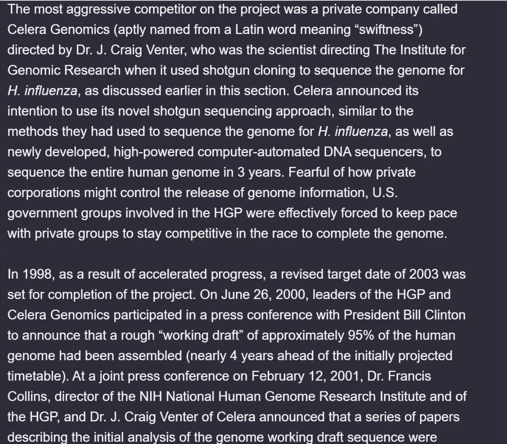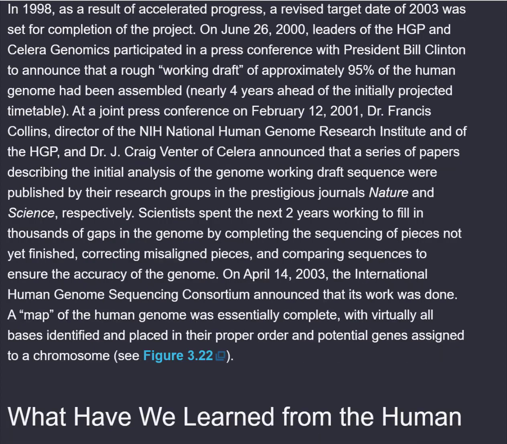Celera announced its intention to use its novel shotgun sequencing approach, similar to the methods they had used to sequence the genome for H. influenzae, as well as newly developed, high-powered computer-automated DNA sequencers, to sequence the entire human genome in 3 years. Fearful of how private corporations might control the release of genome information, U.S. government groups involved in the HGP were effectively forced to keep pace with private groups to stay competitive in the race to complete the genome.